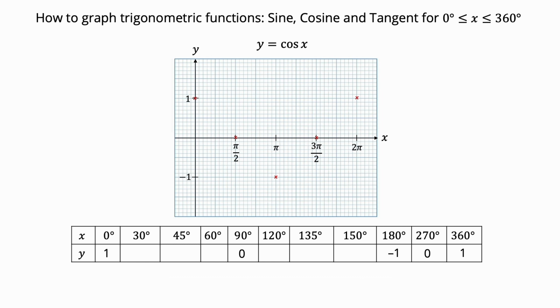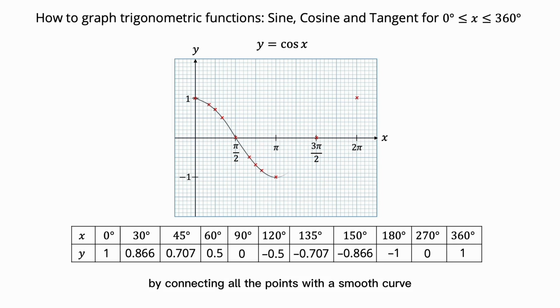Cos 30 degrees equals 0.866. Cos 45 degrees equals 0.707. Cos 60 degrees equals 0.5. Cos 120 degrees equals minus 0.5. Cos 135 degrees equals minus 0.707. And cos 150 degrees equals minus 0.866. Graph the function by connecting all the points with a smooth curve.